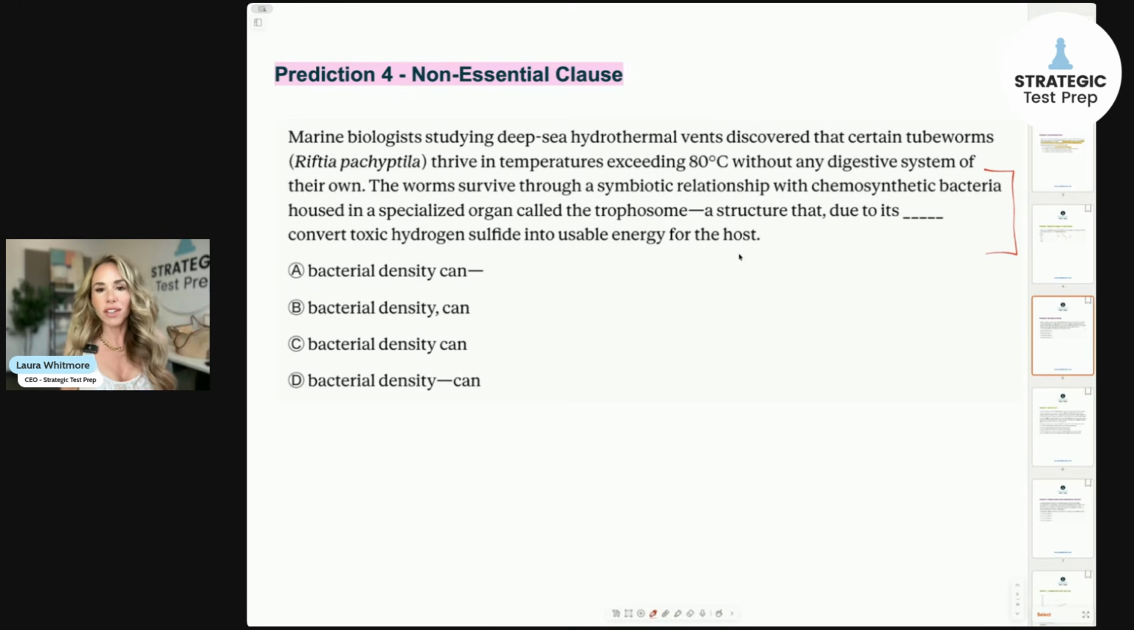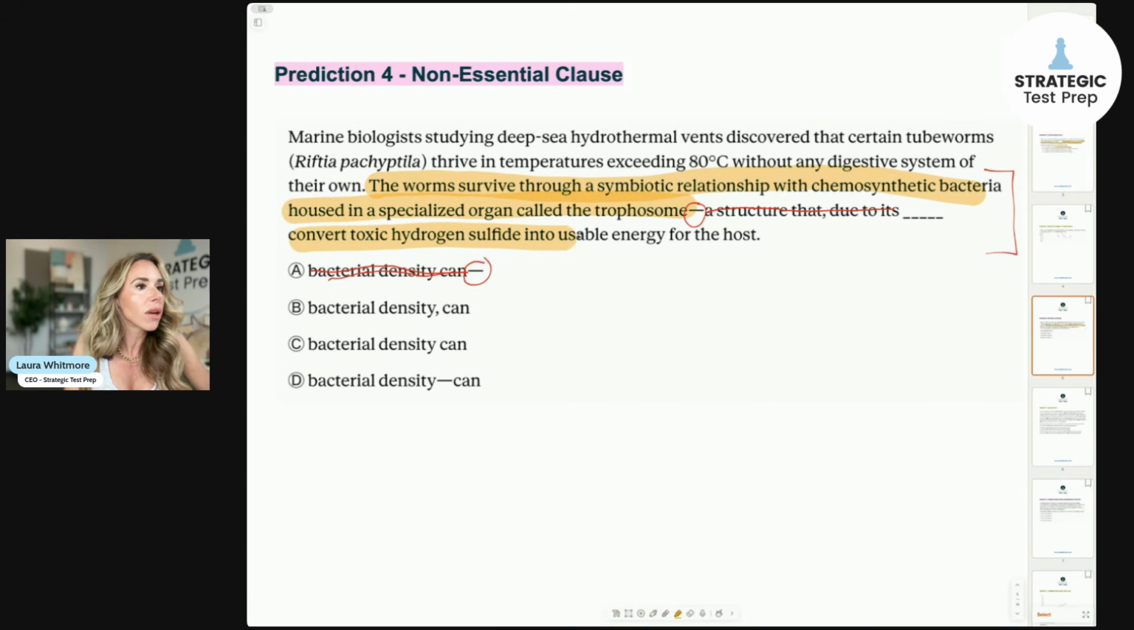For me to explain this to you, I think the best way to do it is I'm going to use process of elimination. I'm going to go through every single answer choice, and I'm going to explain why certain answer choices are wrong. If we went with A, because the dashes are here, there's 2 dashes, that would make this whole part inside of the dashes non-essential. So what that means is the sentence needs to make sense without it. So if I read this whole part that's highlighted without that stuff in the middle, it should make sense.